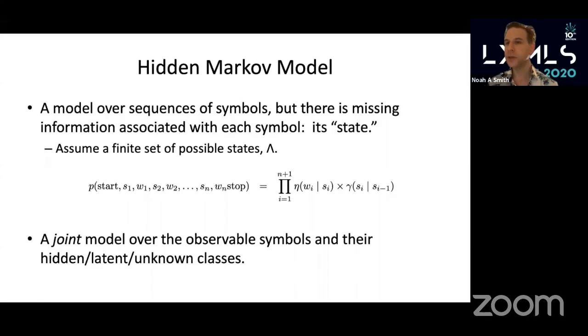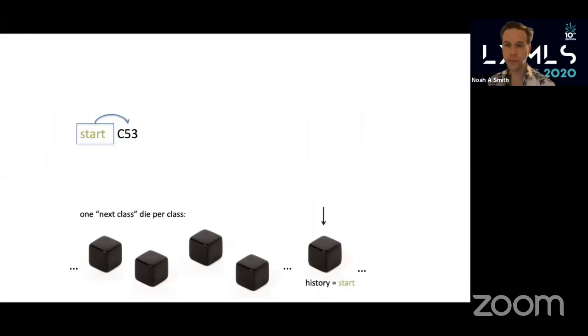You have an eta distribution over symbols or words given states, and you have a gamma distribution, which is here a bigram or Markov distribution over each state given the preceding state. So again, it's a joint model over the observable symbols, the W's, and their hidden or latent or unknown classes or states. And I'll probably use those terms class and state interchangeably in this lecture.